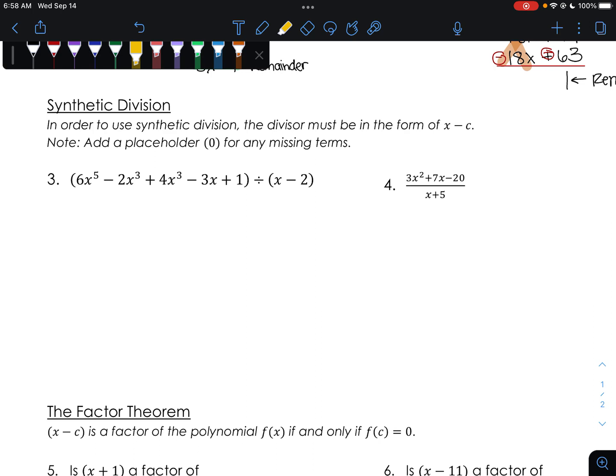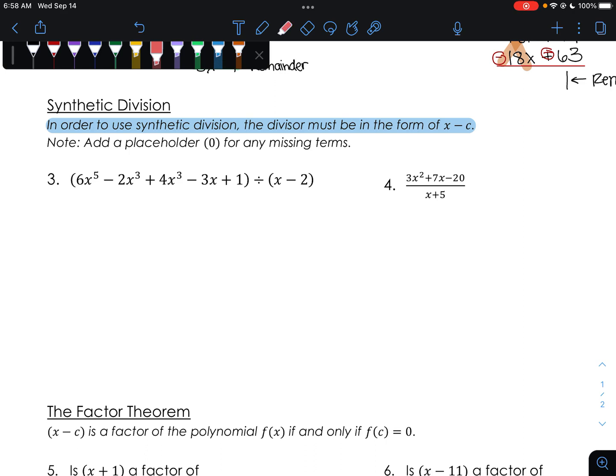Synthetic division is a special case of division, and it can only be done when you have it in the form of x minus c, meaning example 1 cannot be done using synthetic division. Example 2, I would not suggest it. It can be done, but it does require an extra step. Okay, so 3 and 4 are our prime examples of when synthetic division should be used.